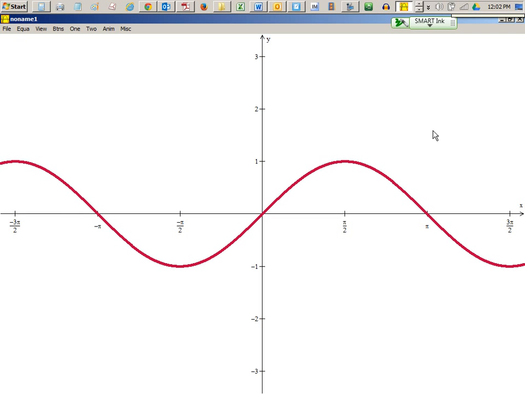My projector's very confused right now. But that shows me that it's an odd function. Give it a second. There we go.